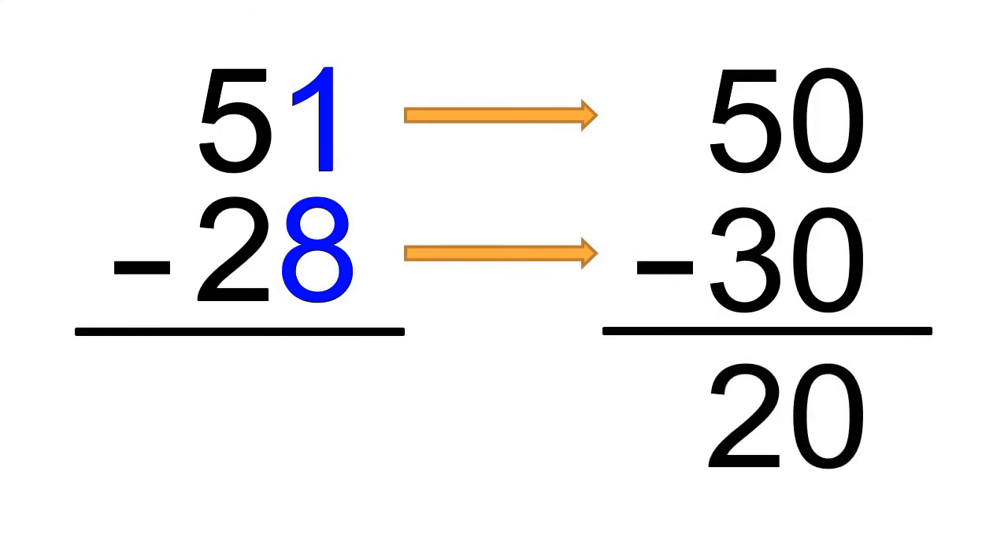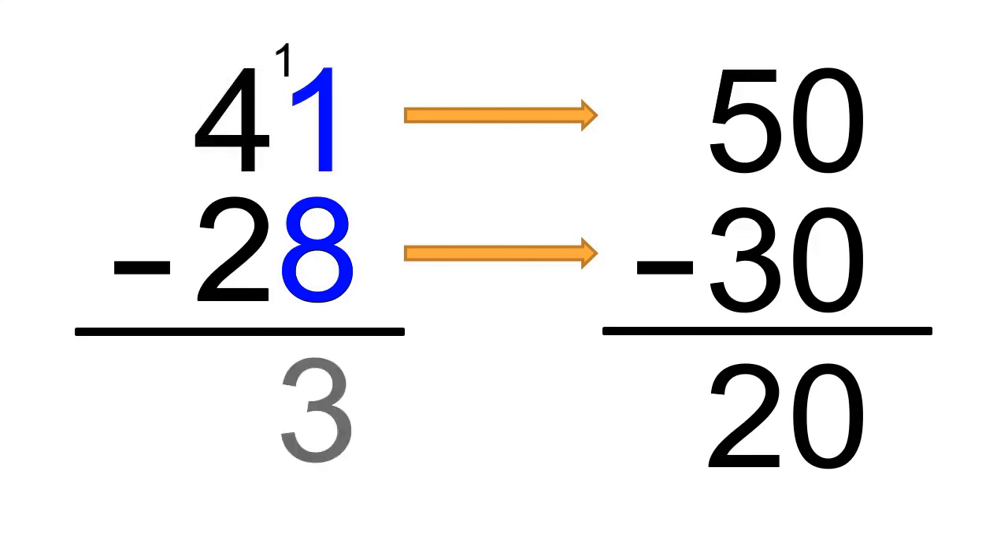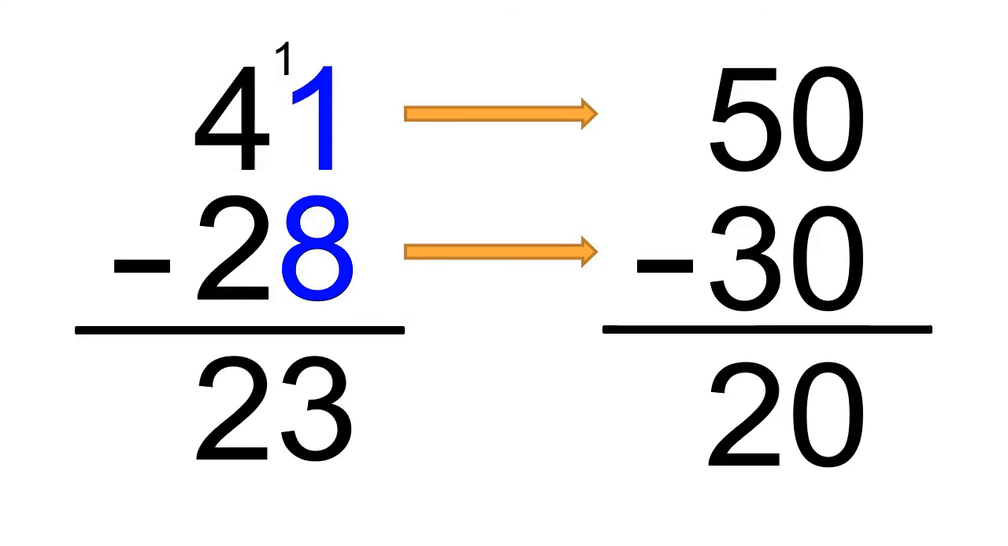Now if we did the subtraction on the left side, so 1 minus 8, we would need to take a borrow. And then we do 11 minus 8, and that becomes 3. Then we simply do 5 minus 2, and that becomes 23. And as you can see, the difference of 23 is very close to our estimate, 20. This concludes rounding and estimation.